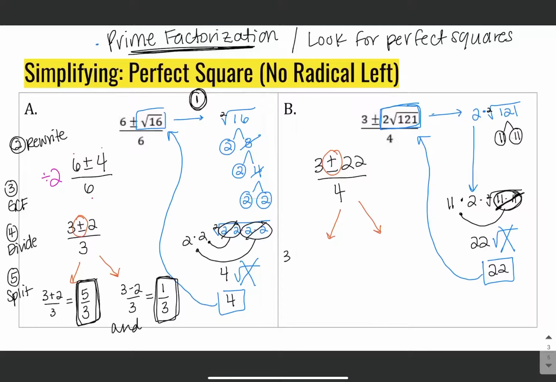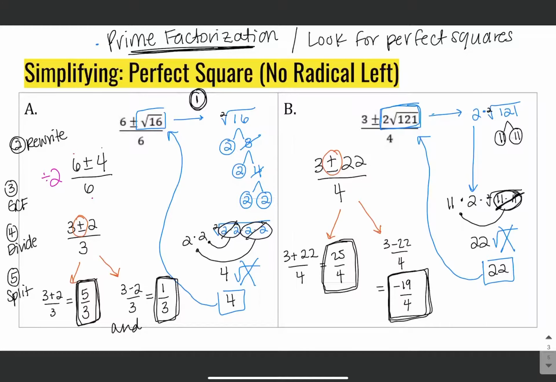So we have 3 plus 22 divided by 4. And we're going to have 3 minus 22 divided by 4. So that would be 25 divided by 4. And again, that can't be simplified. So that is what it is. So 3 minus 22, that's going to be what, 19? Yeah, so it's a negative 19. I'm going to go ahead and write this underneath. So negative 19 still divided by 4. And again, that cannot be simplified. So these are my 2 answers.